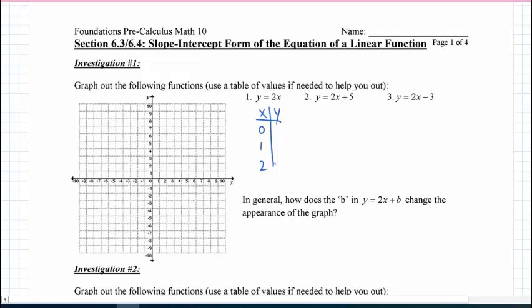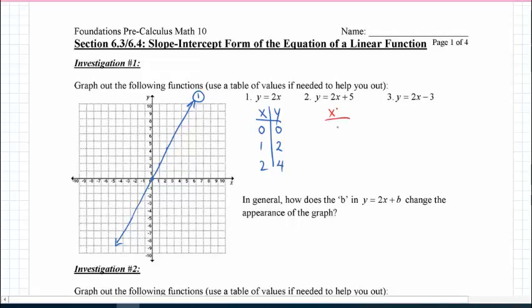2 times 0 then of course gives us 0. 2 times 1, when I plug in 1 for x, gives you 2 for y. And 2 times 2 is 4. So if I plot these points, (0, 0), (1, 2), (2, 4), and connect them together. Hopefully you have a straight edge. I'm just doing this by hand. But there's equation number 1. Yay!